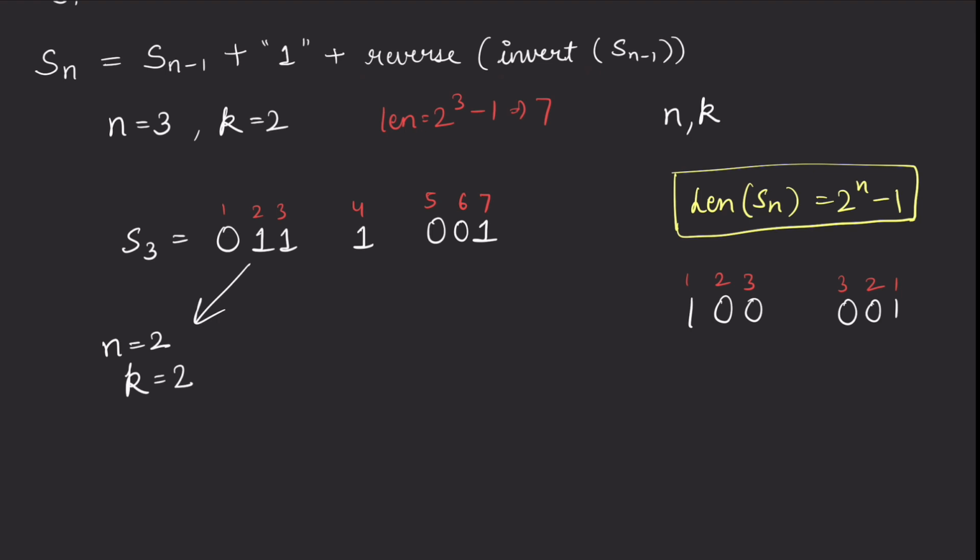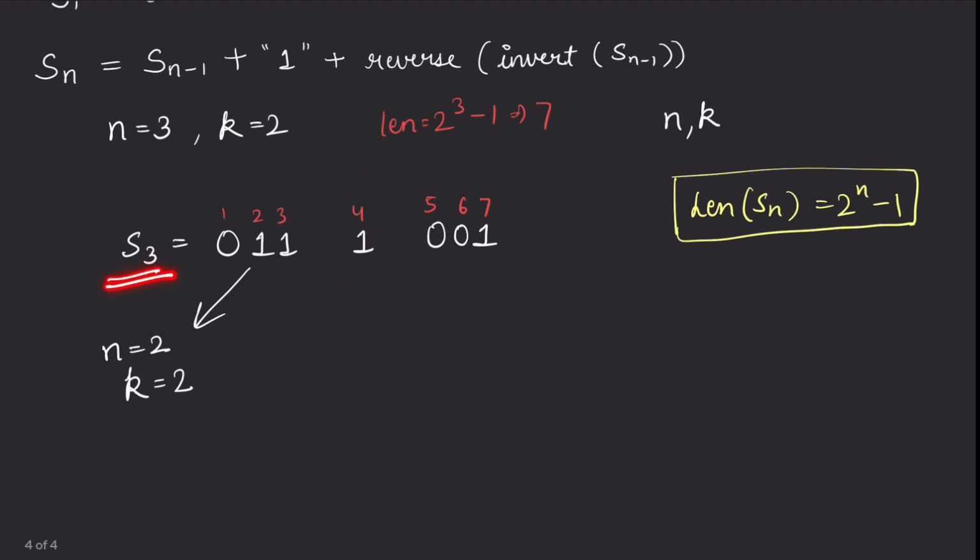Now another thing that we need to see is, for this S3, what is the middle bit? This one at the fourth index, right? What was the length of this S3 if we calculate using this formula? It was 2 to the power 3 minus 1, that is 7. How will you find the mid? You will do length by 2, which is 7 by 2, which will give you 3. But is this 3 the middle of our string? No, this 4 is the middle of our string.